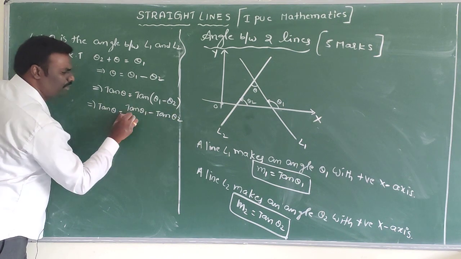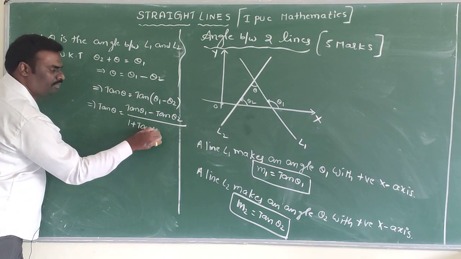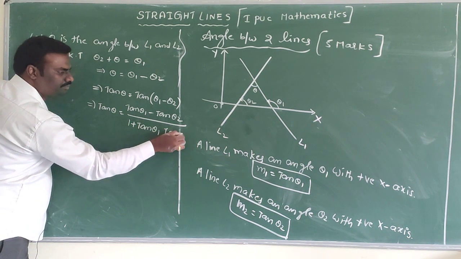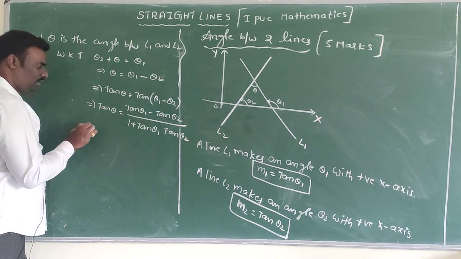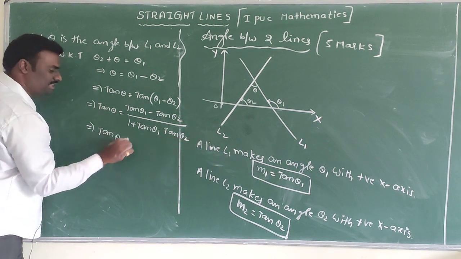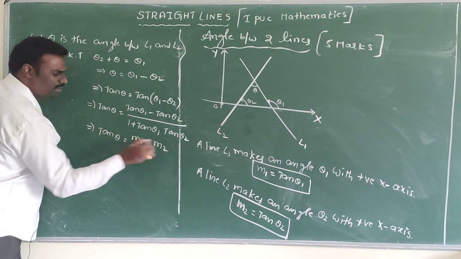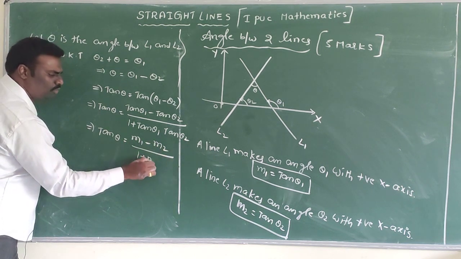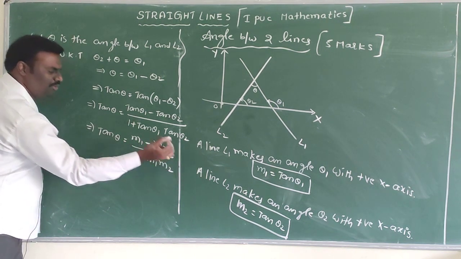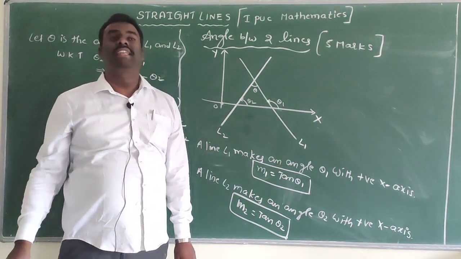which we already got in trigonometry, divided by 1 plus tan A tan B. That's why tan theta is equal to, tan theta 1 is nothing but m1, tan theta 2 is nothing but m2, divided by 1 plus m1 m2. This is the formula for the angle between two straight lines.